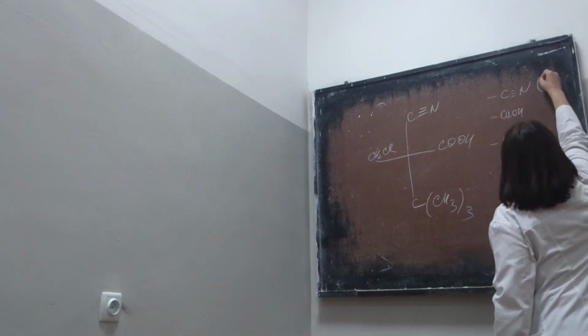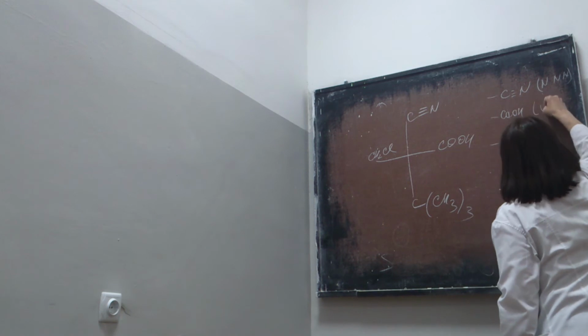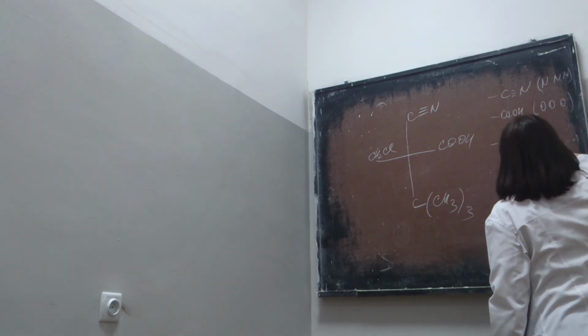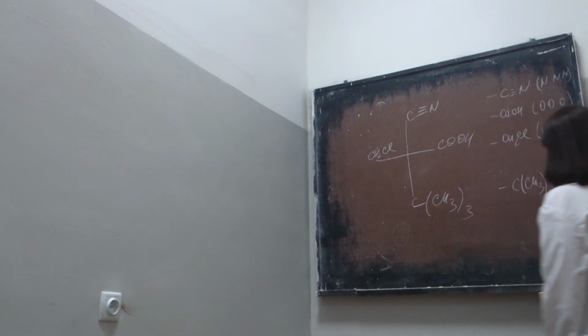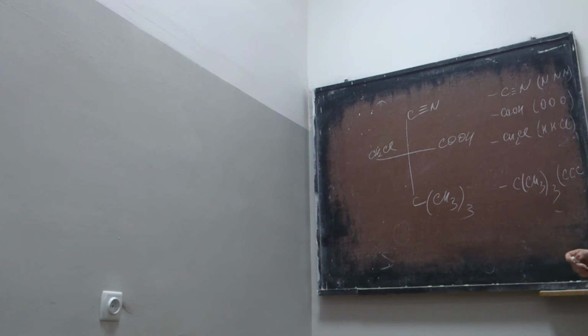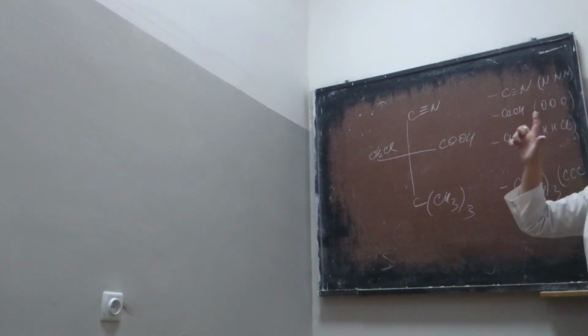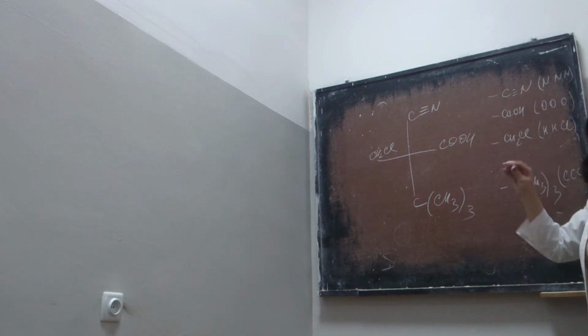So here you have... What about this one? HCl. And what about this one? Nitrogen's atomic number is 7. Oxygen's is 8.